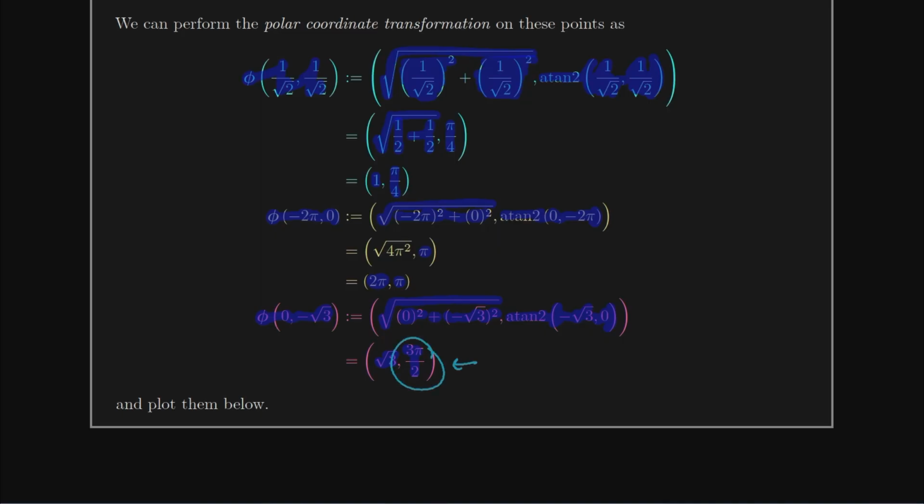Technically, atan2, as I defined it, would also give me negative pi over 2. Either one's fine, right? These angle measurements are totally acceptable up to multiples of 2 pi.